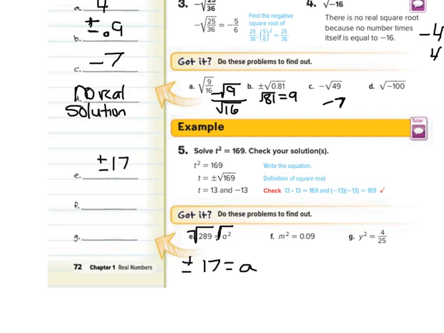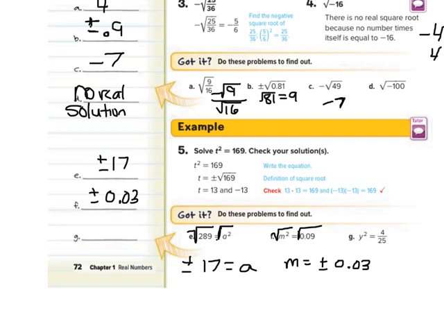What about m squared equals 9/100? Take the square root of both sides again, and m is going to equal plus or minus, what times itself is 0.09? Well, 0.3. Or 0.03, sorry, 3/100. So plus or minus 3/100 is our solution.